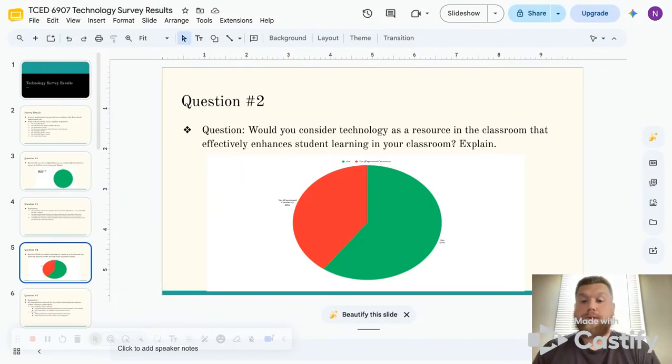For question number 2, the question was, would you consider technology as a resource in the classroom that effectively enhances student learning in your classroom? Explain. Now, for this pie chart, I broke it up into 2 categories. The 2 categories are yes and yes, but there are some concerns expressed. Okay, so it's not a yes or no, it's yes and yes, but they expressed concerns.